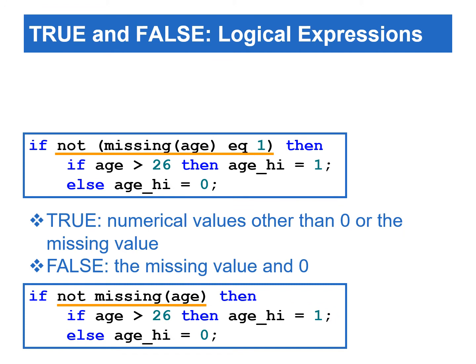In SAS, any numerical value other than 0 or the missing value is considered true. The missing value and 0 are considered false. Since the missing function returns a numerical value with either 1 for true or 0 for false, it is redundant to compare values from the missing function with 1 explicitly. We can simply write the last statement.